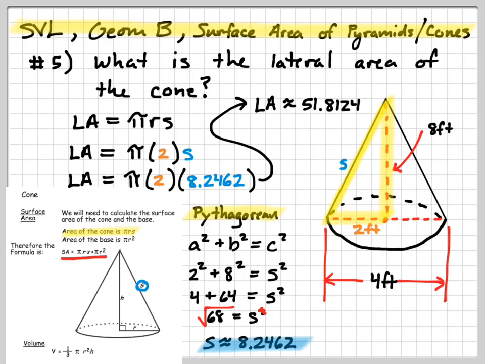Now, it wants my final answer as a whole number, so I would round that up, and my final answer would be the lateral area is 52 feet squared, or square feet.